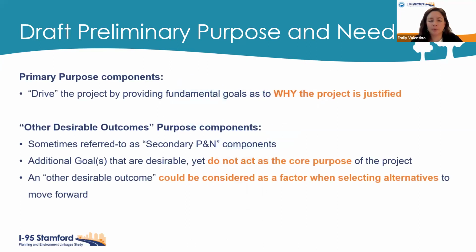So there's two components to a purpose and need statement. There is a primary purpose, and that is what drives the project. So it's really why, the goals as to why the project is justified. There are also other desirable outcomes. So these are considered secondary purpose and need components. And these are additional goals that are desirable, but they don't act as the core purpose of the project. They could be considered as a factor when selecting alternatives, but they, again, aren't the core purpose. But these would be maybe more on the local roadways, and that relates to what John mentioned as some of those early action alternatives that you would see would likely be part of the secondary purpose and need.